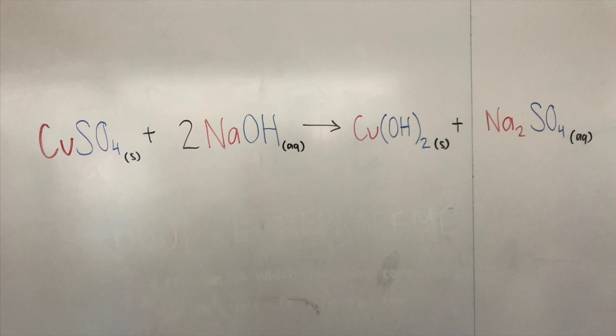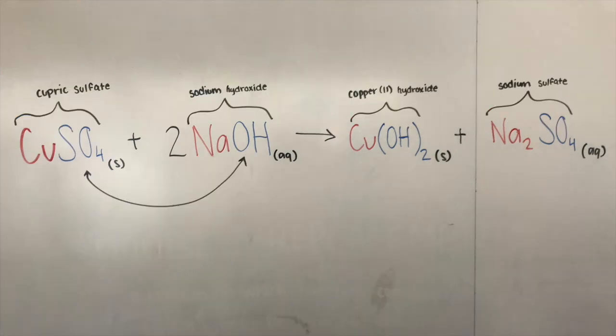Cupric sulfate is made of 2 different ions, the positive copper ion and the negative sulfate ion. Likewise, sodium hydroxide is made of 2 different ions, the positive sodium atom and the negative hydroxide ion. When the cupric sulfate is added to a solution of sodium hydroxide, the double replacement reaction occurs, forming copper 2 hydroxide and sodium sulfate. The copper 2 hydroxide is the blue solid we saw forming the stalactites.